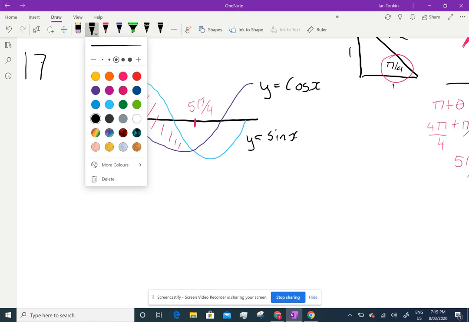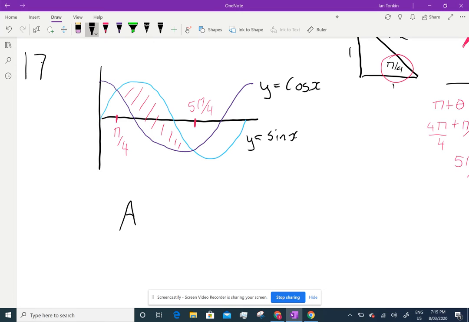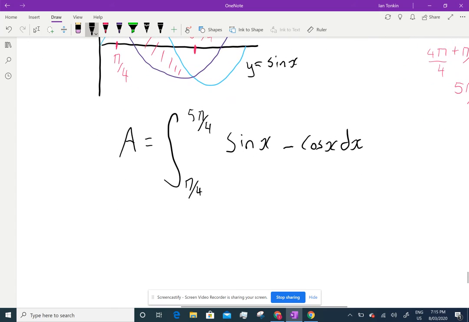I set up my area. My area equals the integral from pi on 4 to 5 pi on 4. What's on top? Sine x minus cos x dx. Okay. Well, now it should be rather simple.